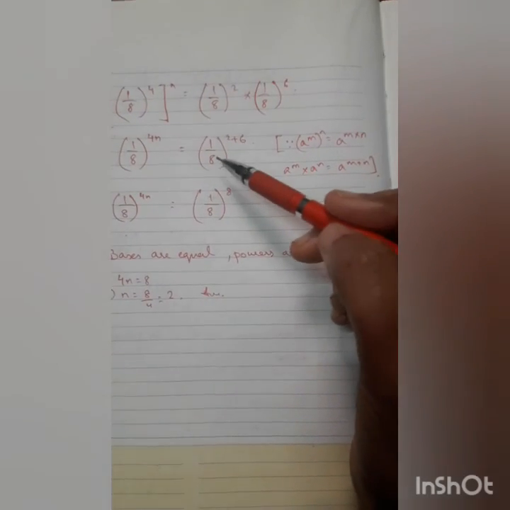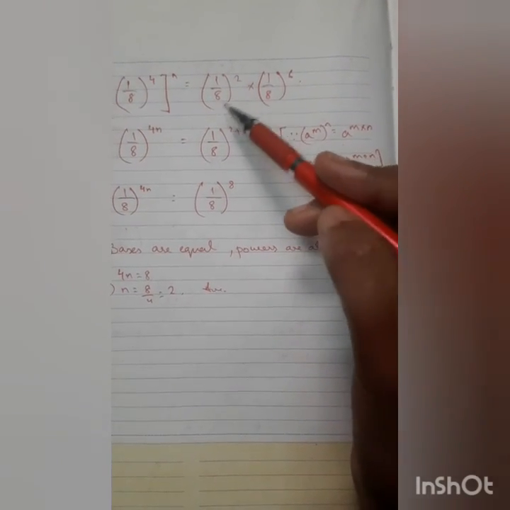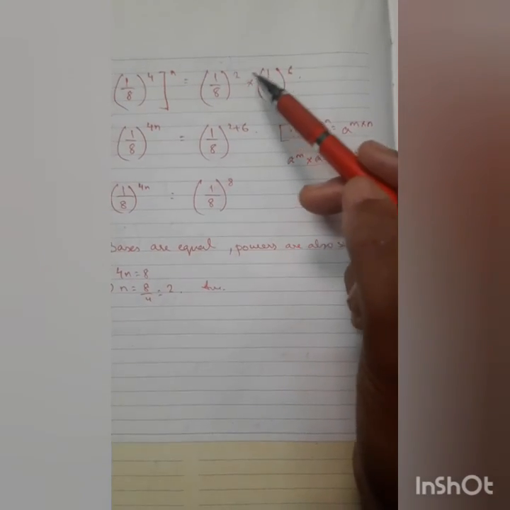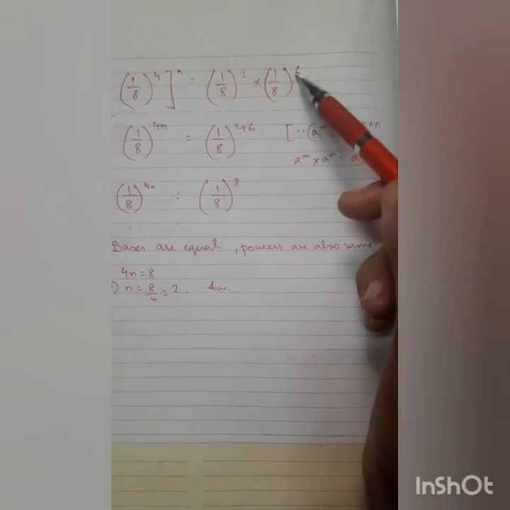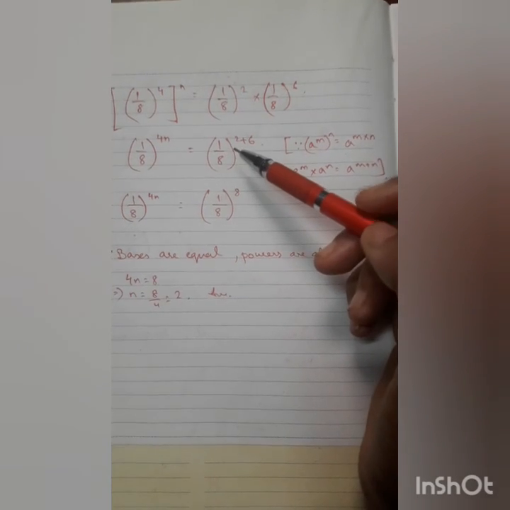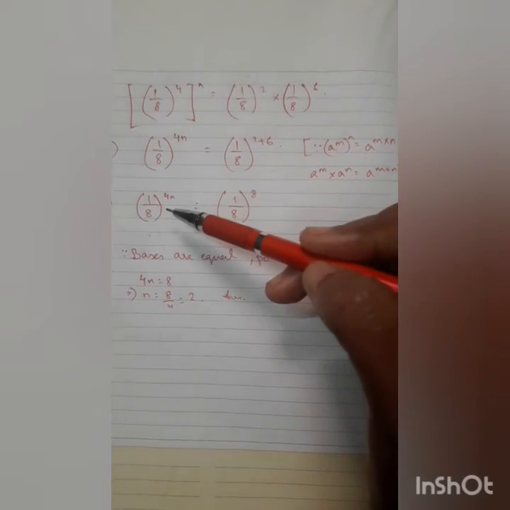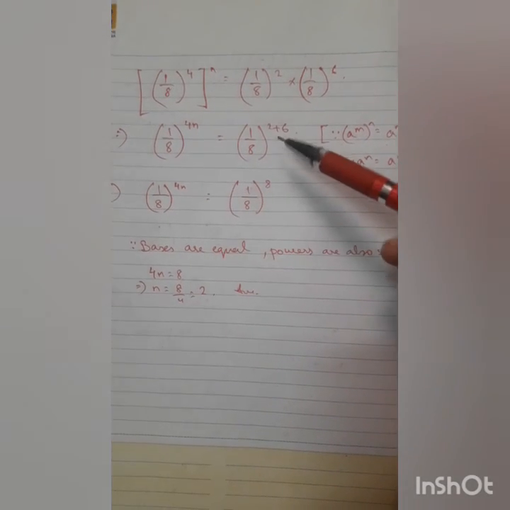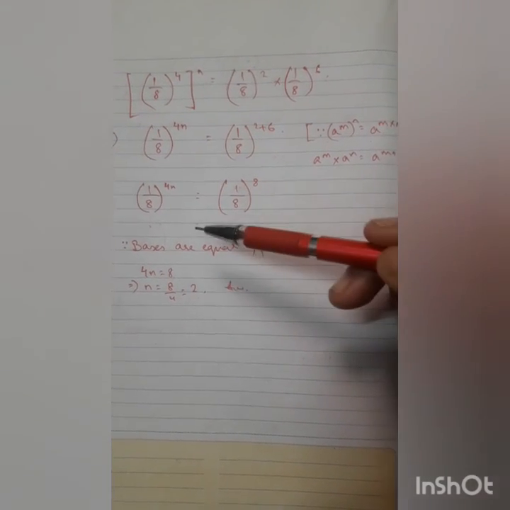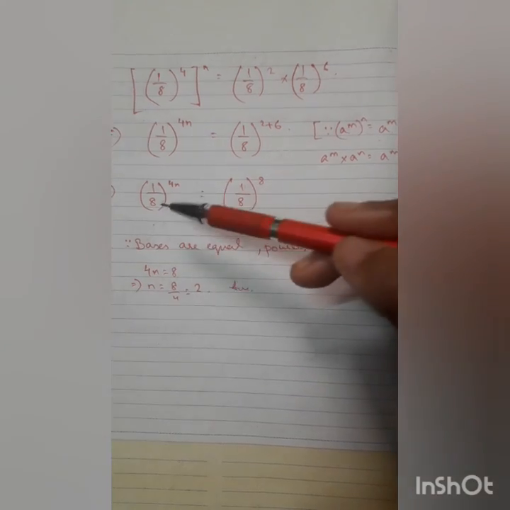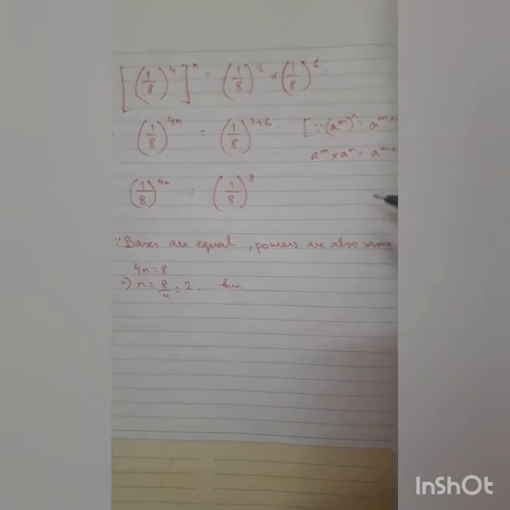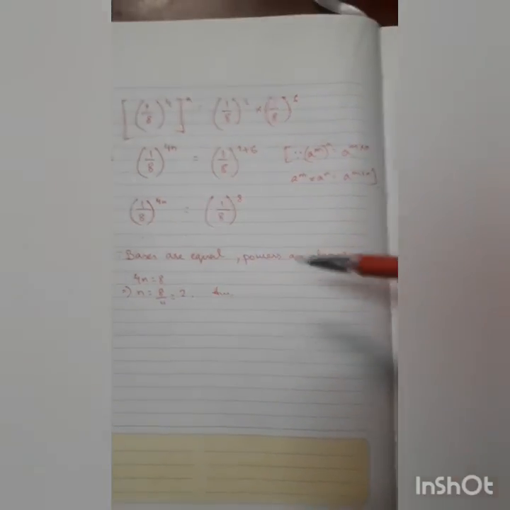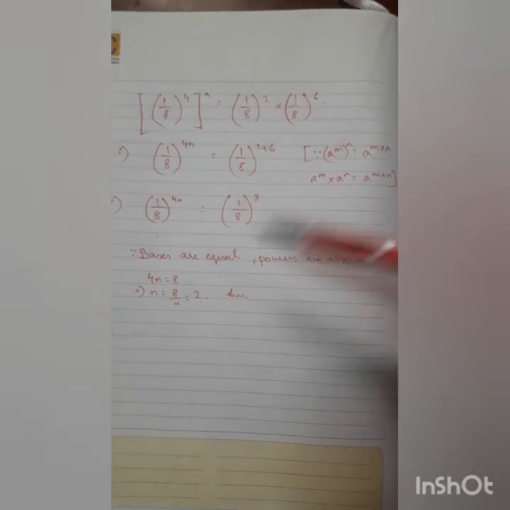And in the right hand side you are having both the bases as same, and they are sharing a multiply sign, so the powers also must be added. So (1 by 8) to the power of 2 plus 6. So this is becoming (1 by 8) to the power of 4n is equal to (1 by 8) to the power of 2 plus 6, 8. Now again you will write the same thing, since bases are equal, so powers also must be same. So 4n is equal to 8. So n equals 8 by 4 equals 2.